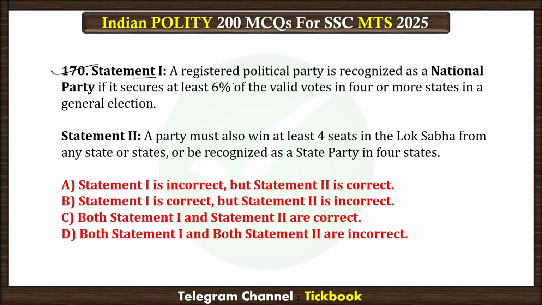170. Statement 1. A registered political party is recognized as a national party if it secures at least 6% of the valid votes in 4 or more states in a general election. Statement 2. A party must also win at least 4 seats in the Lok Sabha, or be recognized as a state party in 4 states. Option C, both statements 1 and 2 are correct.